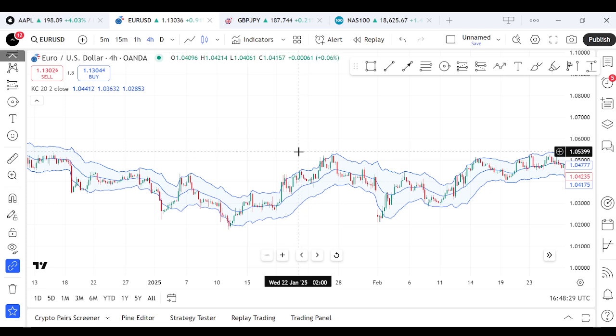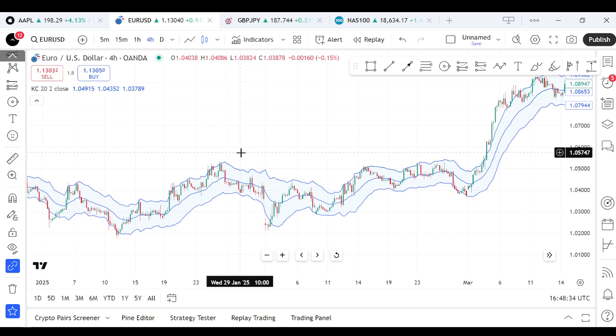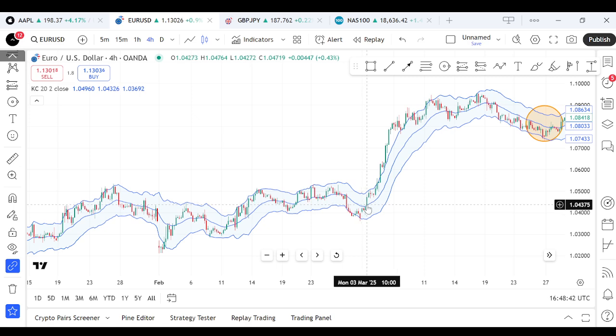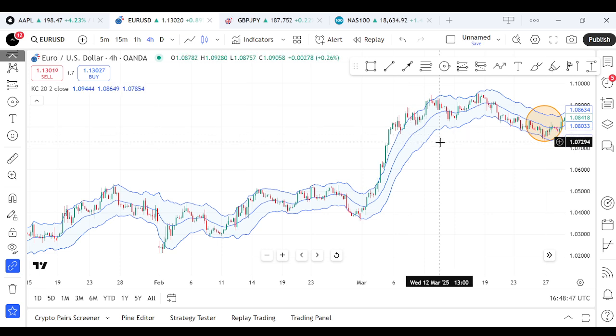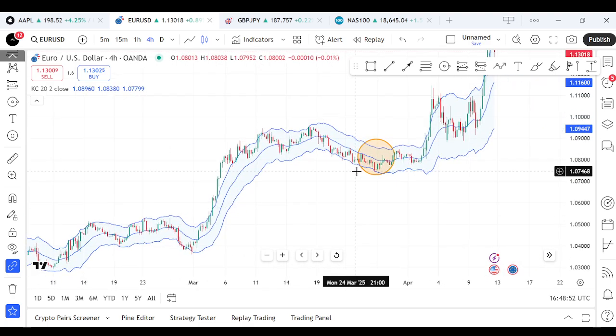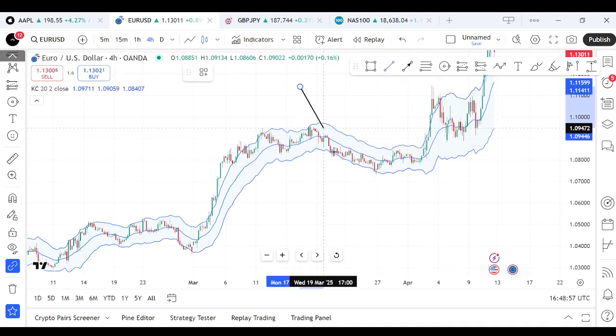Also, the slope of the middle line plays a crucial role in trend identification. For an uptrend, a rising middle line with price hugging the upper band. This is how it's going to look. If you're experiencing an uptrend, you have a rising middle line, and in a downtrend, you have a falling middle line with price near the lower band. Now you can see this happening here. This was just a minor pullback, and price was just towards the lower band, and the middle line was sloping to the downside.